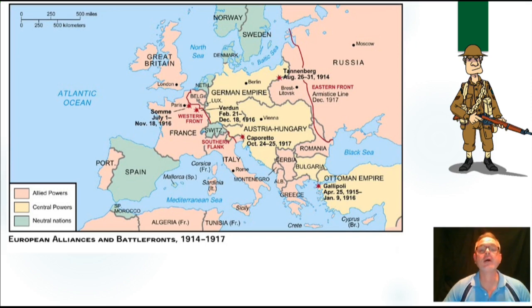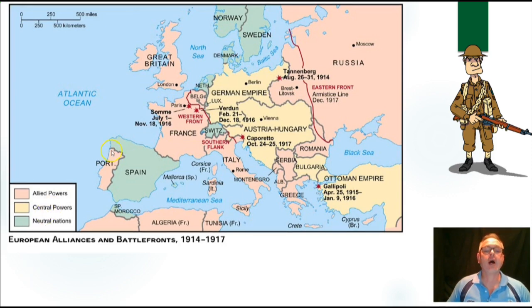Let's now consider this secondary source, a map, and think about what new information it gives us. Take a moment now to write down what information it gives you that we don't know already. Hopefully, you've noted down now that we have battle fronts on this map.